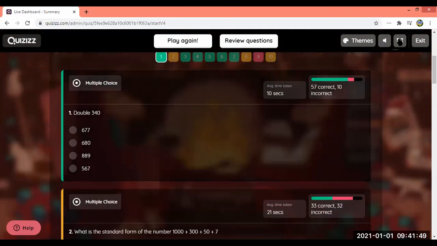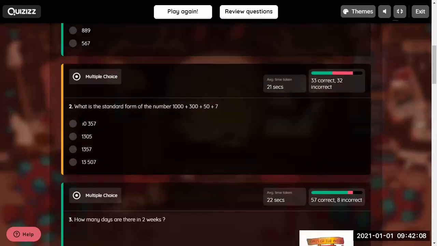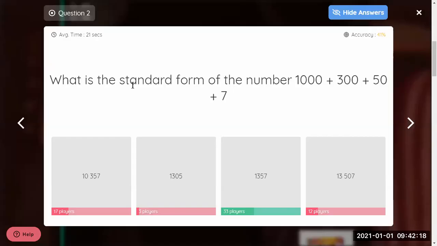Here you can see it on my screen. The first question was, what is double of 340? Double of 340 means you have to add 340 with 340, or multiply it by 2, right? So the answer to this was 680. The second question was, what is the standard form of the number 1000 plus 300 plus 50 plus 7? The answer to this was 1357, and 33 of you have got it right.